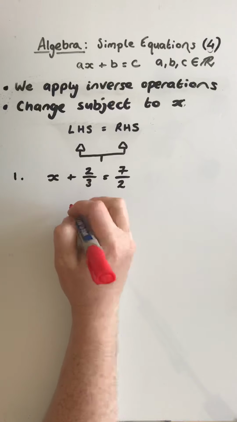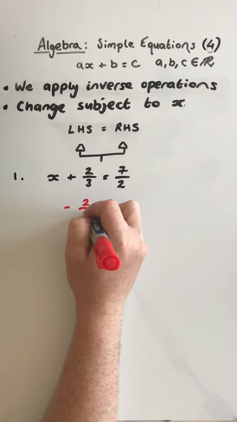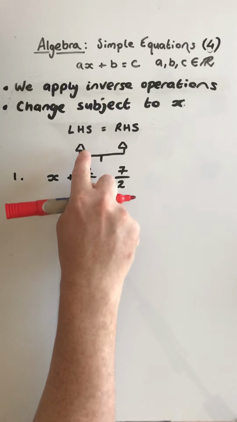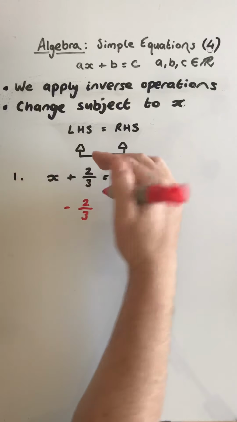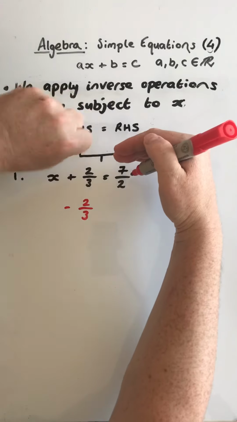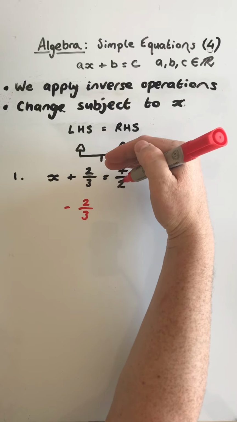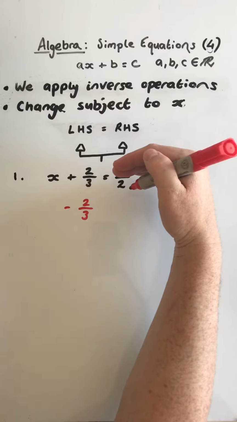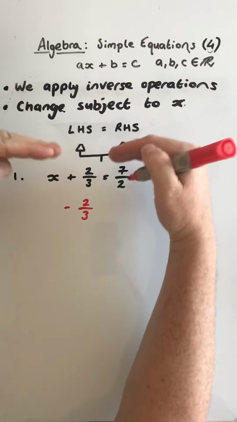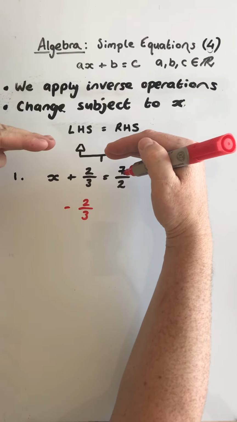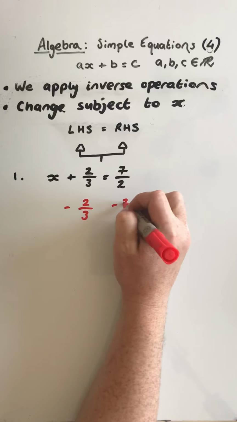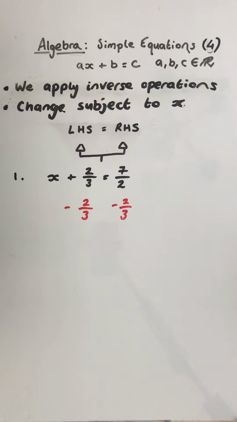Inverse operation of addition is subtraction. If we subtract 2/3 on the left hand side, this will then make this imbalanced. So if you're taking something away from here, what do you think physically are you doing if you've got a set of scales that are balanced? Have a wee think about that. To keep it balanced, then we must apply the same to both sides.